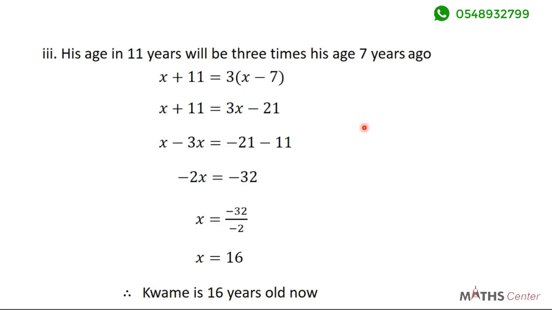So whenever you are being given a question like this, you read the statement very, very carefully. You analyze the statement. You let a variable or a letter represent the unknown quantity. You form the linear equation. Then you solve the linear equation that you have in order to find the unknown quantity.